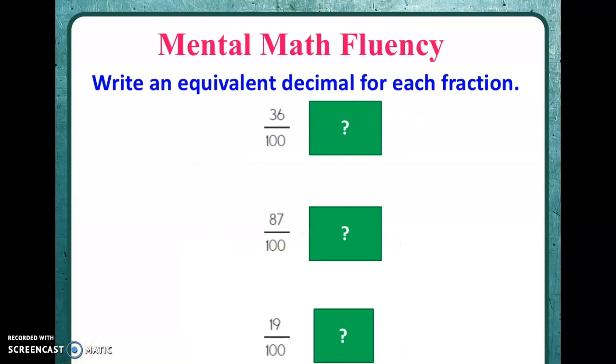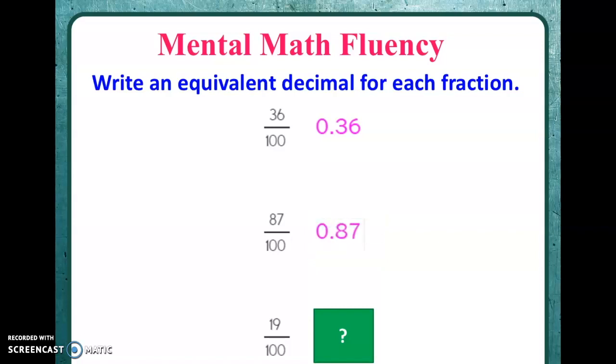For our mental math fluency, I'm going to have you write down an equivalent, which means equal, decimal for each fraction. Pause the video and try these 3 on your own, and then play the video when you're ready. Okay, hopefully for the first one, you wrote the decimal 0.36 for 36 hundredths. Hopefully for the second one, you wrote 0.87. And hopefully for the third one, you wrote 0.19.